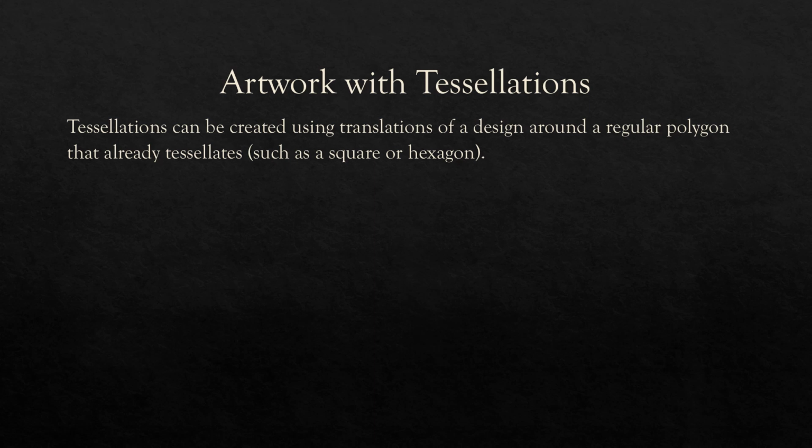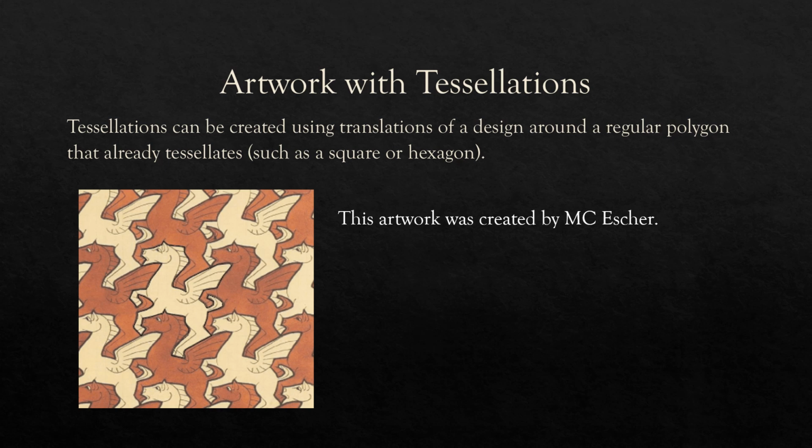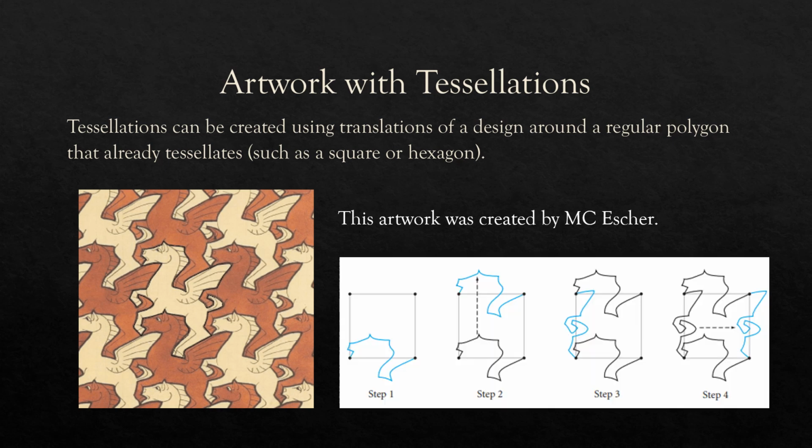We can create a lot of artwork with tessellations. Tessellations can be used to create designs with translations. You can use a regular polygon that already tessellates, such as a square or a hexagon. This artwork was created by M.C. Escher. Do you see the Pegasus? There's red ones and yellow ones, and they're all tessellated. There's no overlap and there's no gap between each Pegasus horse.